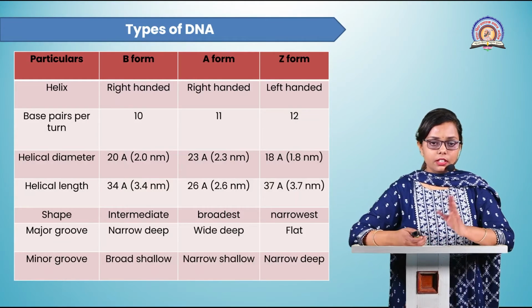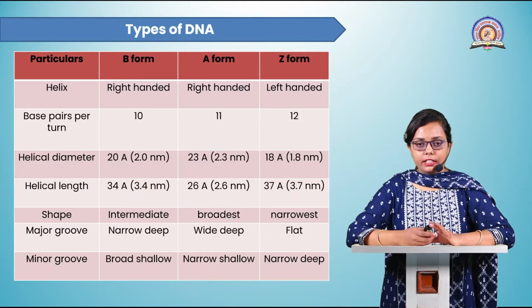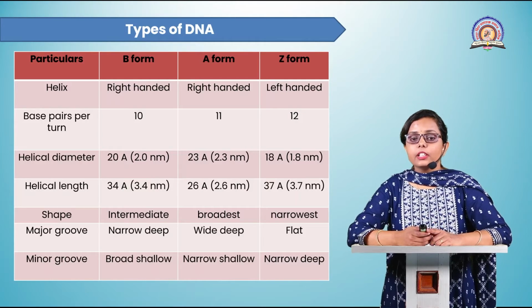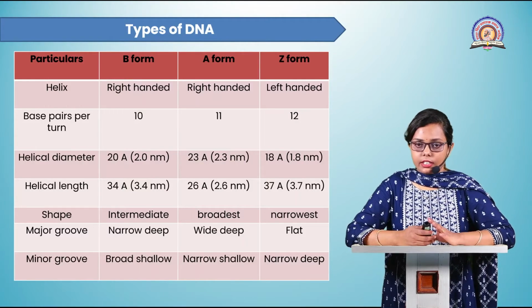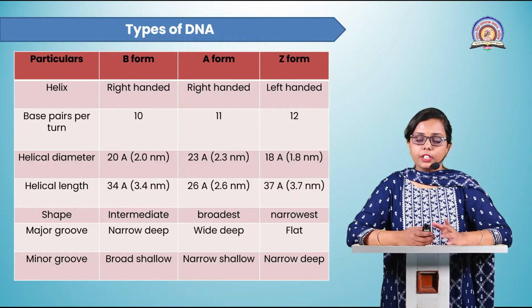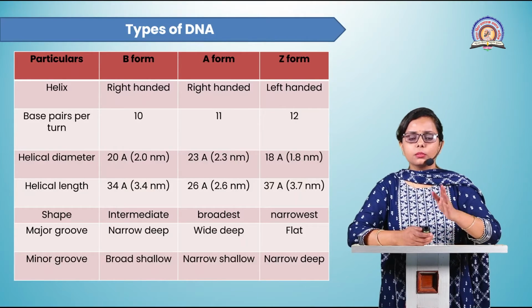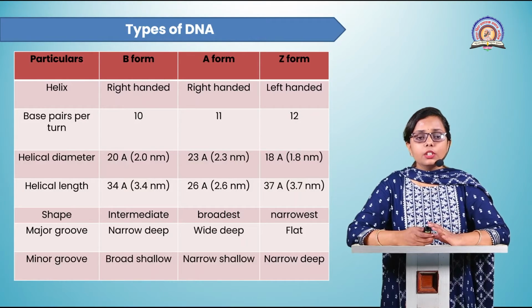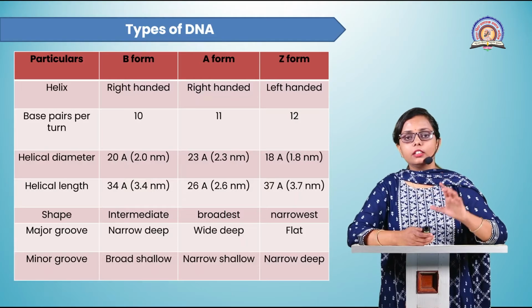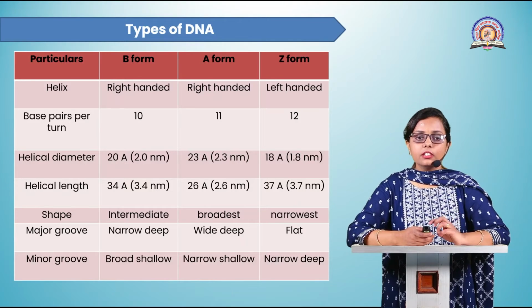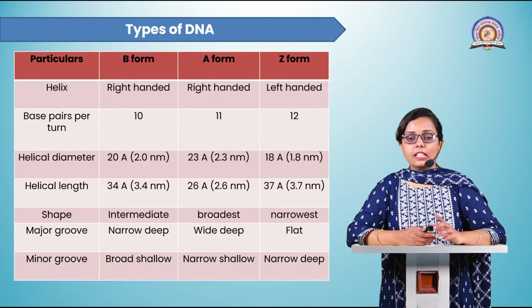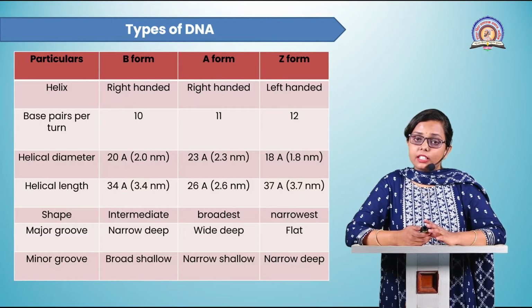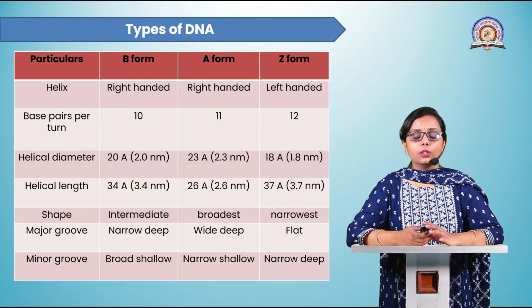The helix of the B form is right-handed. Even in the A form, the helix is right-handed, but in the Z form, the helix is left-handed. If you study this comparatively, it would be easier. So compare both with the B form, which we have already studied, the Watson and Crick model. Base pairs per helical turn: in the B form there are 10 base pairs, whereas in the A form we have 11 base pairs, and in the Z form approximately 12 base pairs.